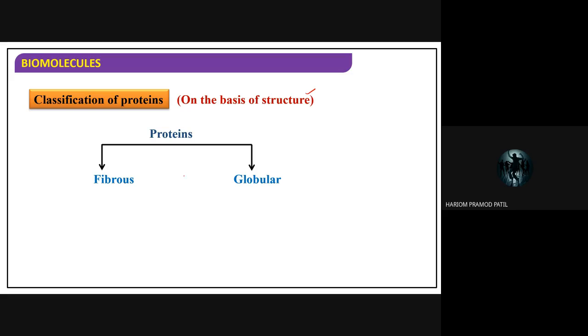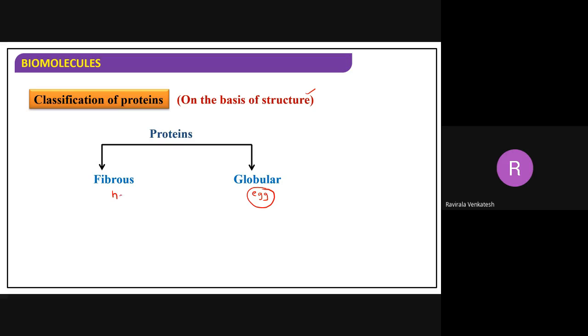Keratin. Keratin means what? In our general example, hair. Fibrous generally is straight like that. Globular will look round in shape like that. Any example of globular? Insulin. Yes. Insulin, egg. Egg also will be one of the best examples. Egg looks round in shape. Globular.